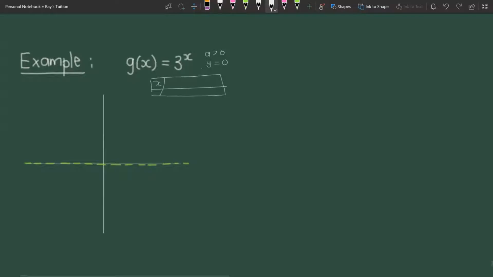So for x and y, I normally just choose about minus 1, 0, and 1. 3 to the power of minus 1 is a third. 3 to the power of 0 is 1, and 3 to the power of 1 is 3. So I'm just going to plot that. At minus 1, it is a third, which is somewhere there. So this is 1.